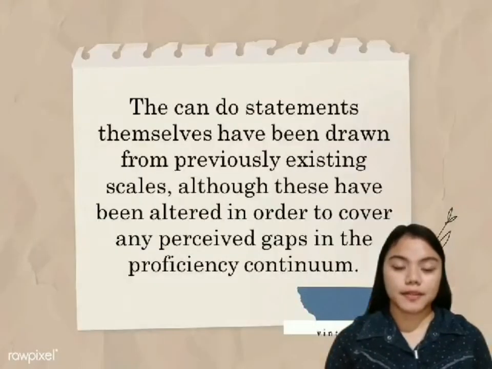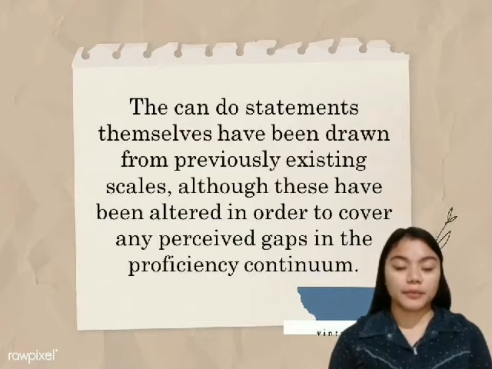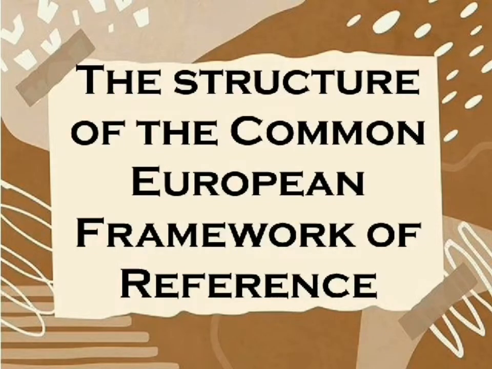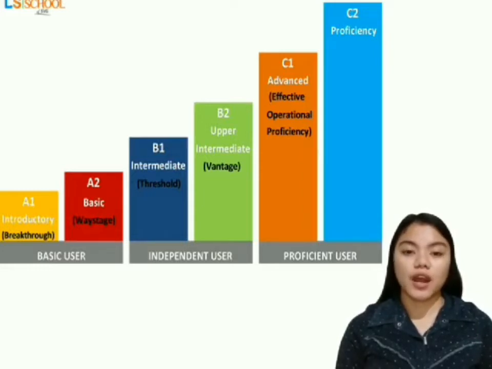Problems with scales. The descriptor statements themselves have been drawn from previously existing scales, although these have been altered in order to cover inadequate gaps in the proficiency continuum. This is the structure of the Common European Framework of Reference. The A1 and A2 are the basic users, the B1 and B2 are the independent users, and the C1 and C2 are the proficient users.